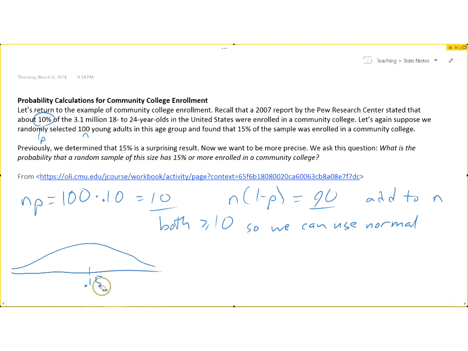Okay, so it's not 0.15 in the middle. It's our population proportion, which is 0.10. And it says, what is the probability that a random sample of this size has 15% or more enrolled in a community college? So that's the probability that p hat is greater than or equal to 0.15. That's the probability I want to find. So going back over here to my bell curve, I mark 0.15 on the x-axis. That would be to the right of 0.10. And greater than or equal to means to the right, so I want to find this area over here. Okay. The function on the calculator that finds that is normal CDF.